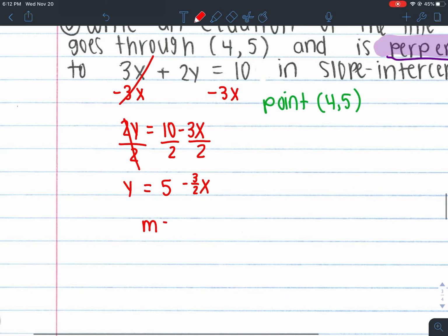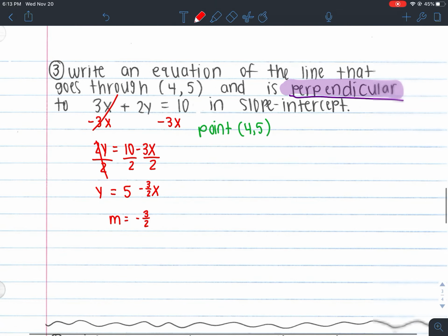What is the slope of this equation? Well, I know what the slope is because y is now by itself. That's why I have to convert. So my slope is negative 3 over 2. Is this the slope I want to use? No, I want to create a perpendicular line.